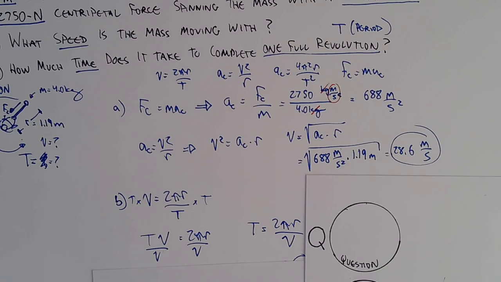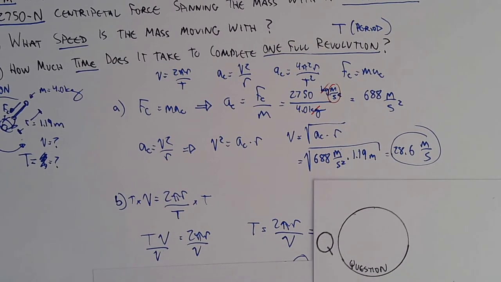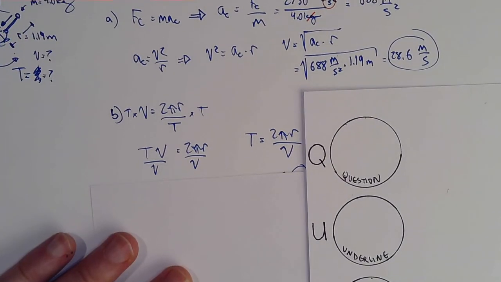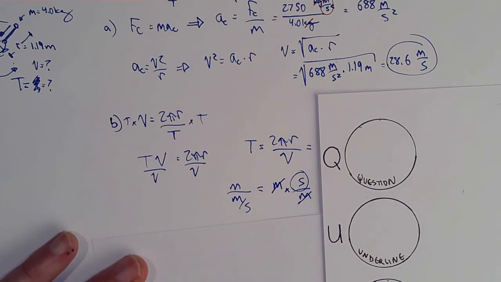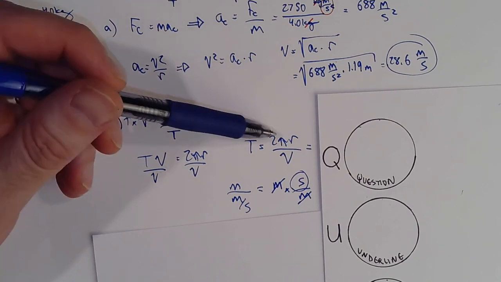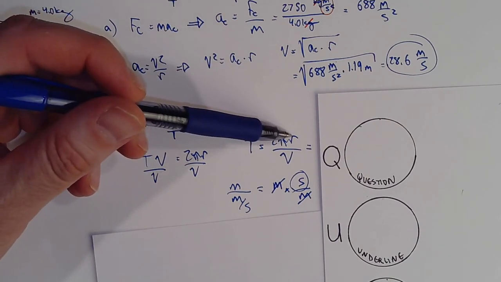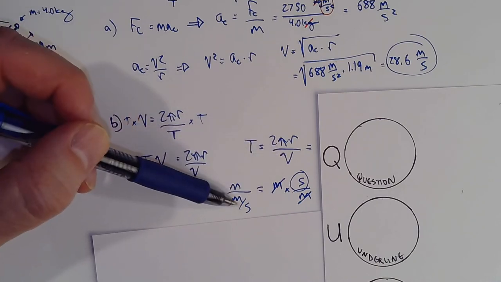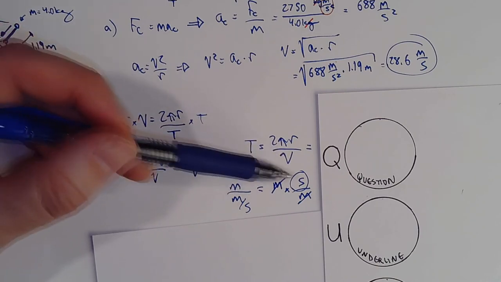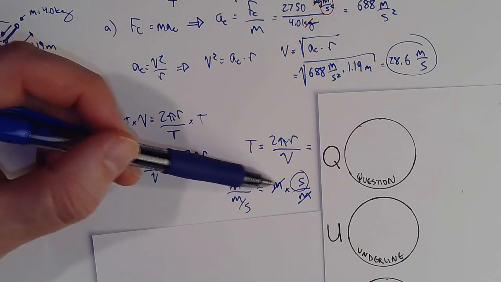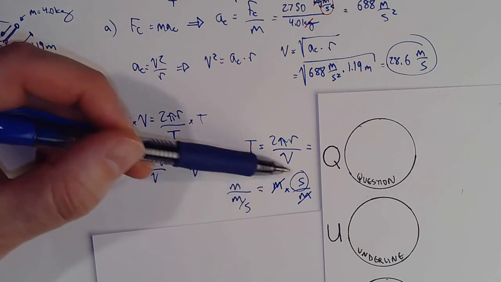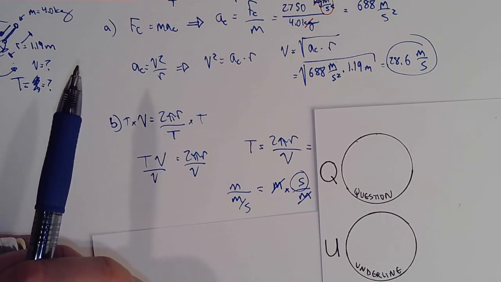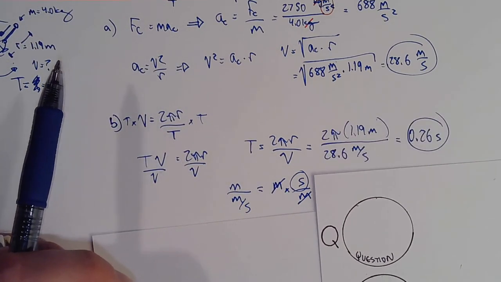And it never hurts, once you manipulate an equation, to make sure the units are going to work out. We have radius over speed. Radius is meters, speed is meters per second. Dividing by a fraction is the same as multiplying by the reciprocal. So meters stays meters. Divided by meters per second becomes seconds over meters. Meters cancel with meters, leaves us with seconds. So we're ready to plug, chug, and get our answer.